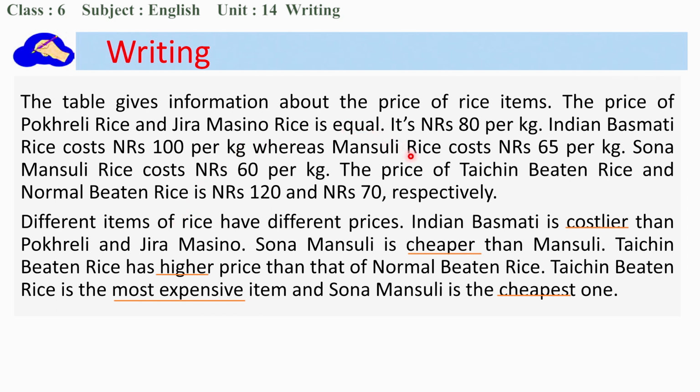So, in the first paragraph, what is done there? It has just been described. The table has been described. Okay. Whereas in the second paragraph, what has been done? Comparison has been done. Among the different rice items, what has been done? Comparison has been done. Okay.